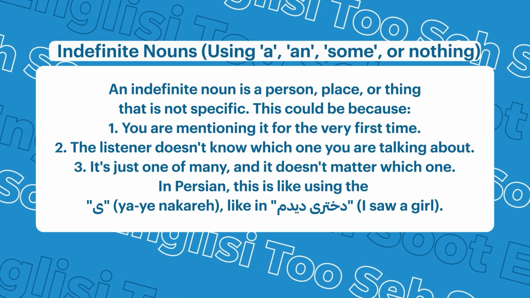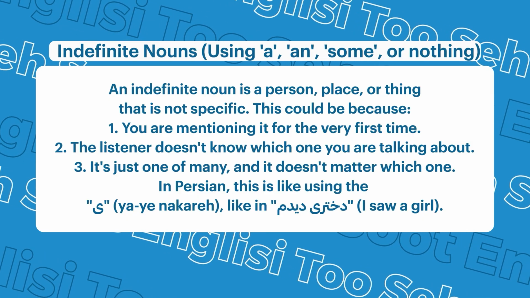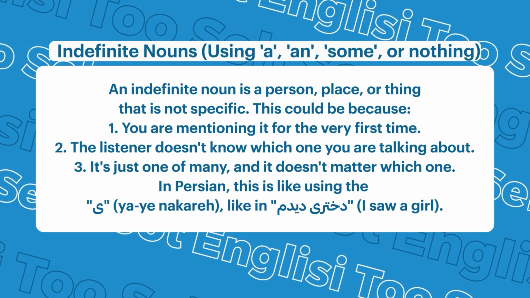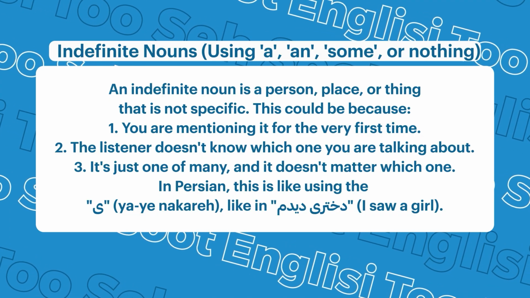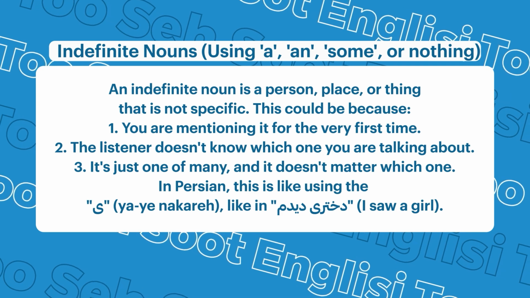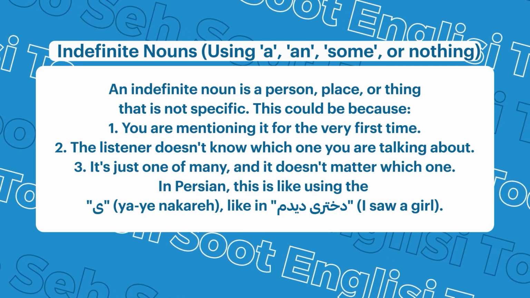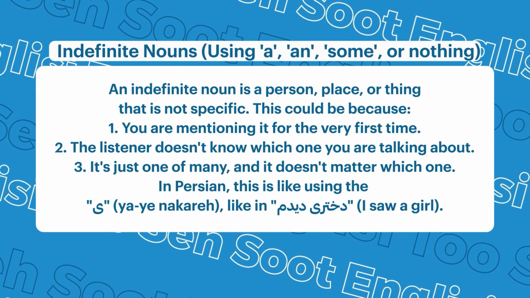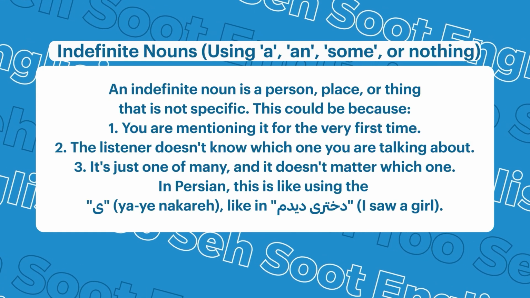An indefinite noun is a person, place, or thing that is not specific. This could be because, number one, you are mentioning it for the very first time. Second, the listener doesn't know which one you are talking about. Third, it's just one of many and it doesn't matter which one.